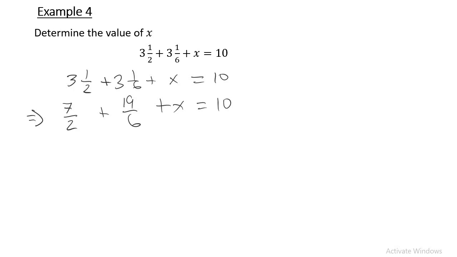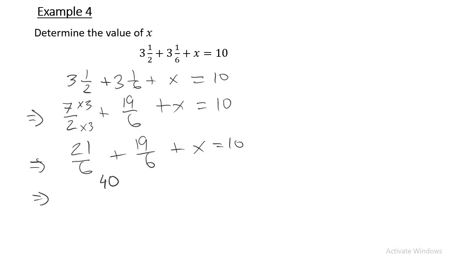Okay, once again, we need the same denominator on these two fractions. So what we can do is multiply the first fraction by 3. Okay, so then we will have 21 over 6 plus 19 over 6 plus x is equal to 10. And then now we just do this addition, add the numerators. So 21 plus 19 gives me 40 over 6 plus x is equal to 10.